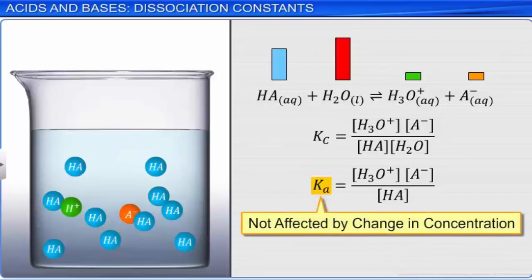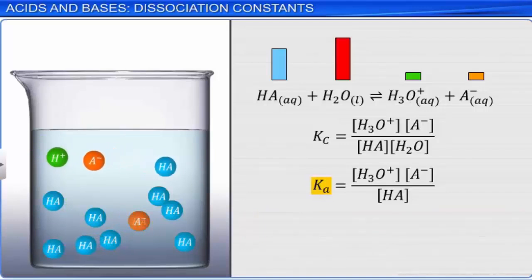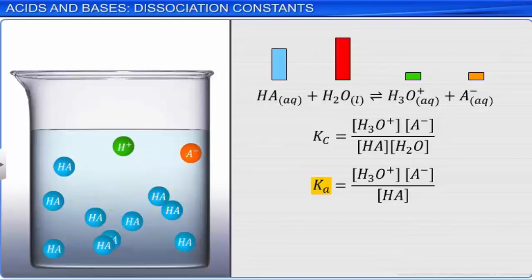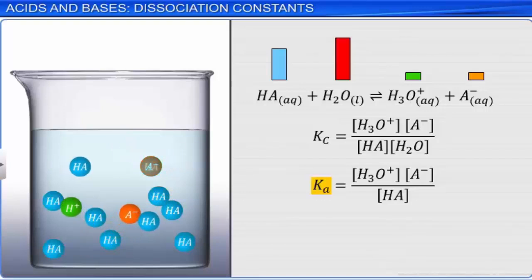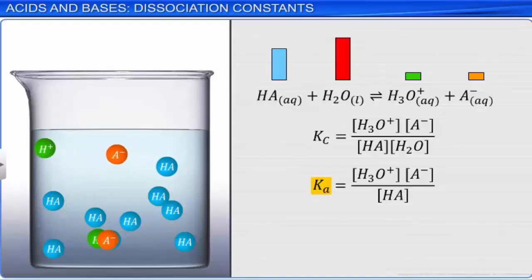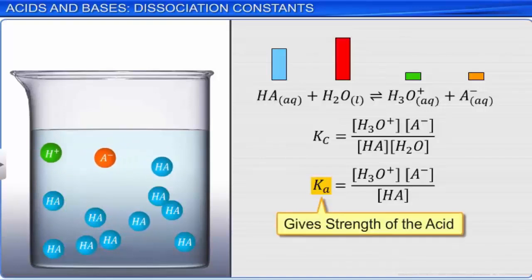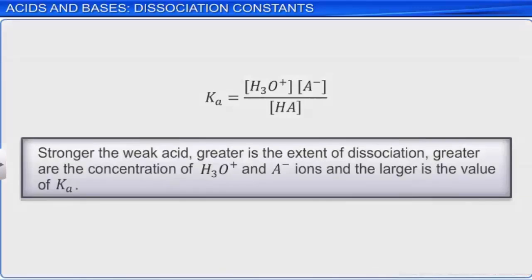Hence, the value of the dissociation constant provides the exact measure of the extent to which an acid is dissociated. In other words, the strength of the acid. The stronger the weak acid, the greater is the extent of dissociation, the greater are the concentrations of H3O+ and A- ions, and the larger is the value of Ka.